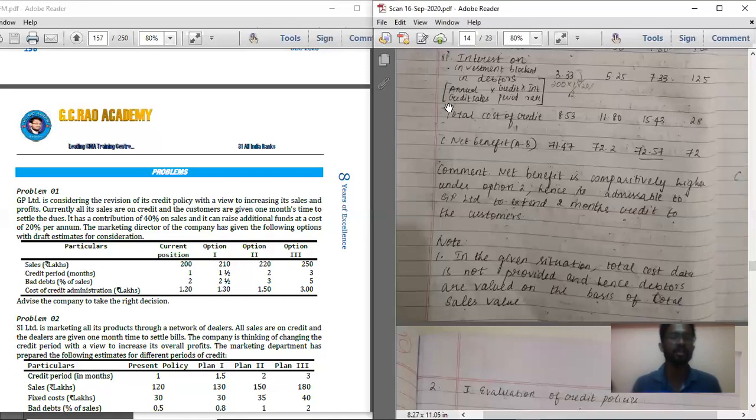But in this sum, they didn't give the cost element. They gave only the sales value in lakhs. So we calculated directly on the sales. So that is what has been given in the note. So take down the note.